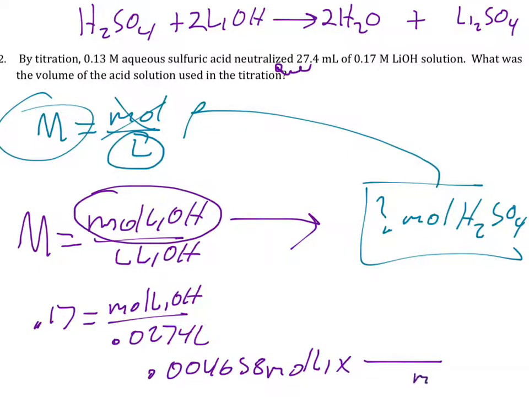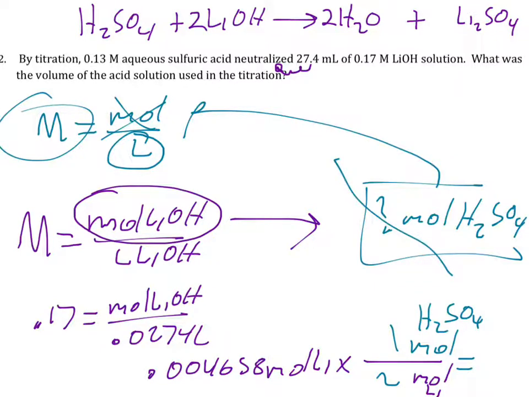I'm just going to put Li for lithium hydroxide. And then we're going to go moles of lithium hydroxide, 2 moles of the sulfuric acid. This happens to be a 2-to-1 ratio. And so when you type this in the calculator, you end up getting 0.002329 moles of H2SO4.